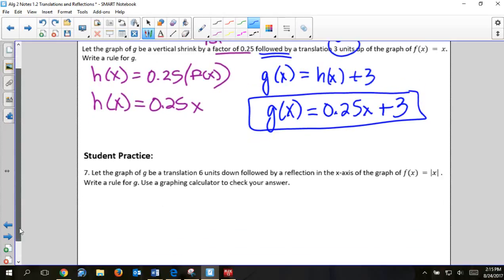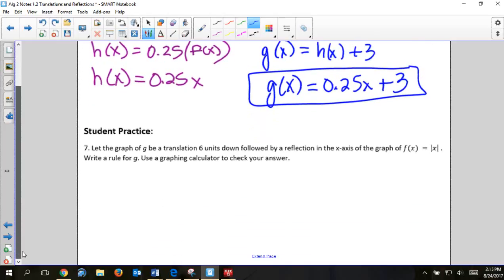So number 7 says, let the graph of g be a translation 6 units down, followed by a reflection in the x-axis of the graph of f of x equals absolute value of x. So we're going to have our in-between function. Here's followed by. We got to have the first function.